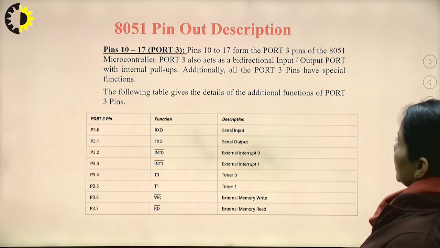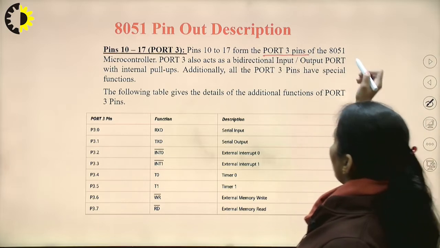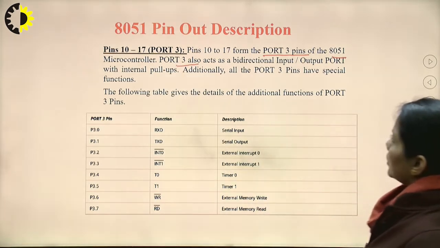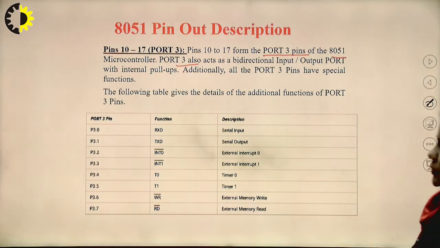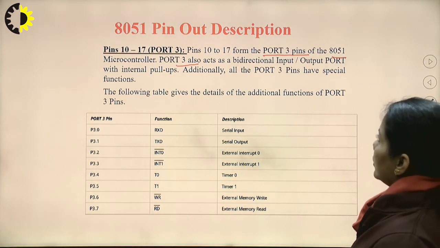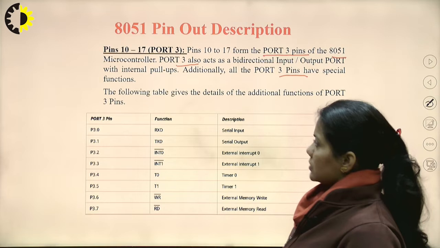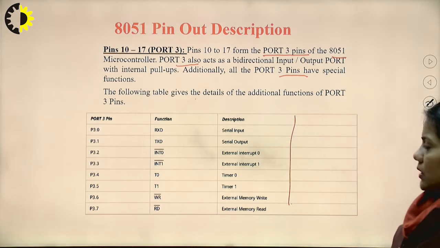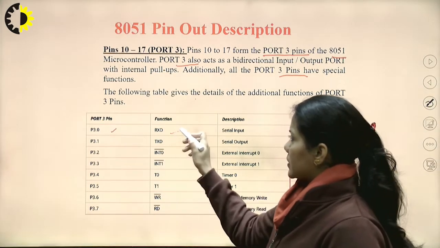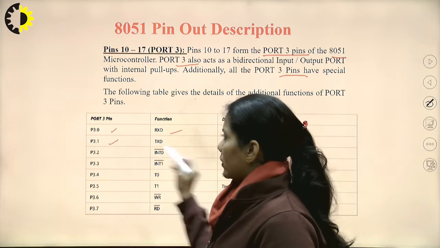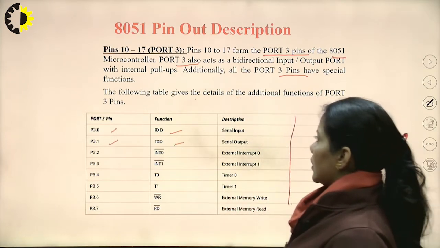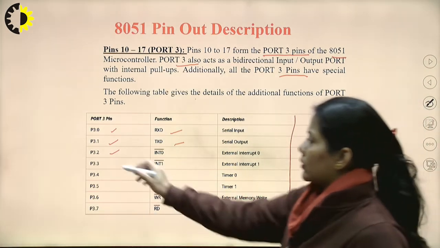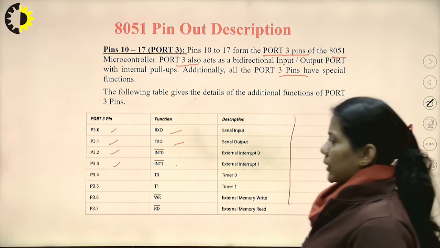Pin number 10 to 17 represents the port 3 pins of the 8051 microcontroller. Port 3 also acts as a bidirectional input-output port with internal pull-ups. Additionally, all the port 3 pins have special functions. The following table gives the details of additional functions. Pin number 0 represents the serial input line. Pin number 1 represents the transmitter line, that is the serial output line. Pin number 2 is the external interrupt 0 pin. Pin number 3 is the external interrupt 1 pin.